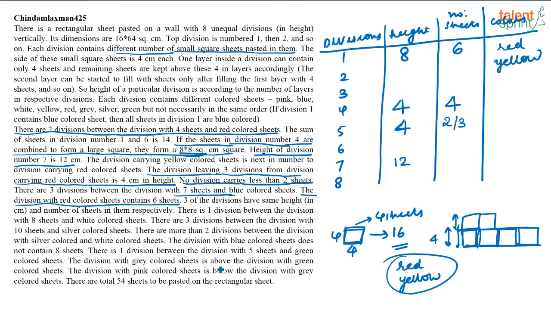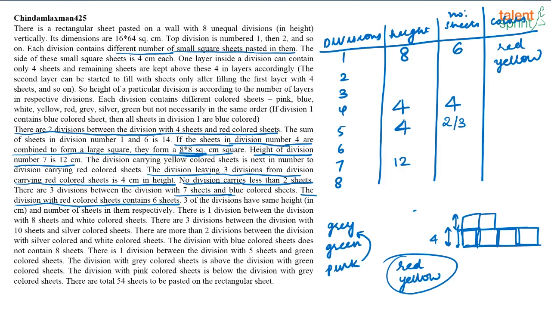The division with grey colored sheet is above the division with green colored sheets. So the division with grey, okay, now we don't know exactly where, grey is above green. The division with pink colored sheets is below grey colored sheets. So pink can be here or here, but whatever it is, grey will be on top, and below grey only pink and green will come. So first let us try to place grey. Where can I place grey?